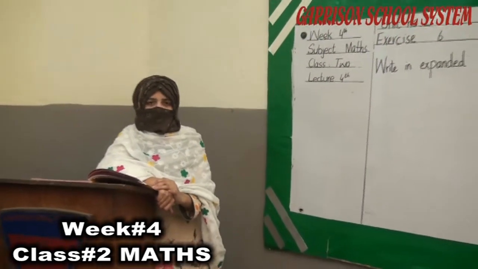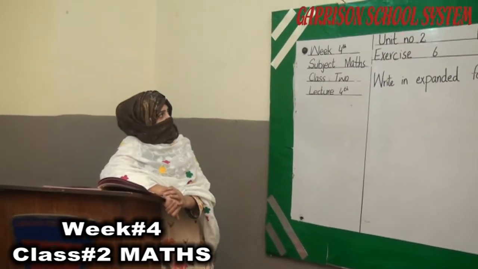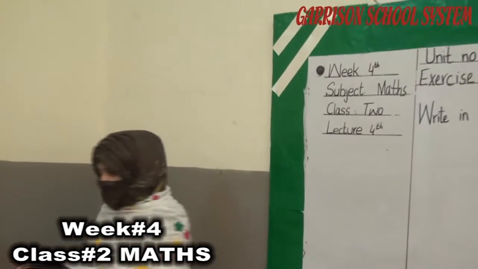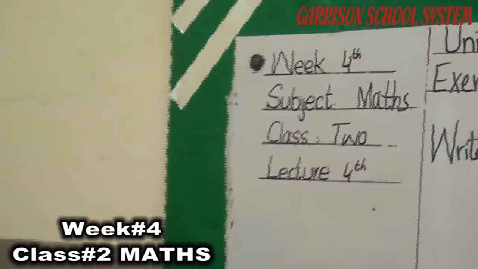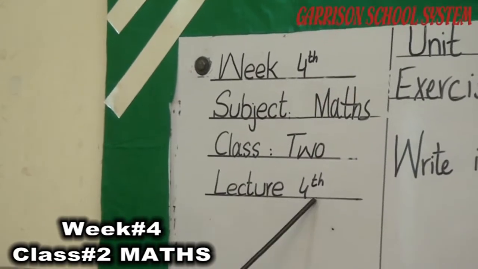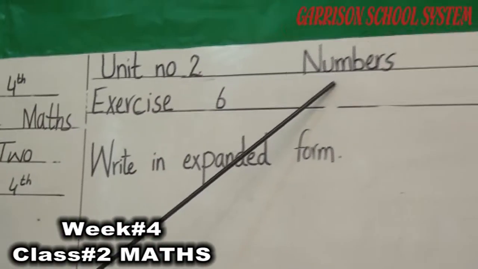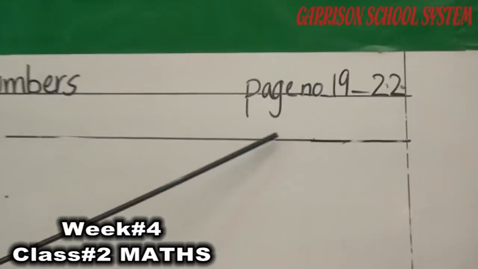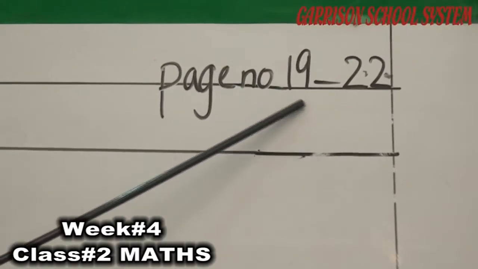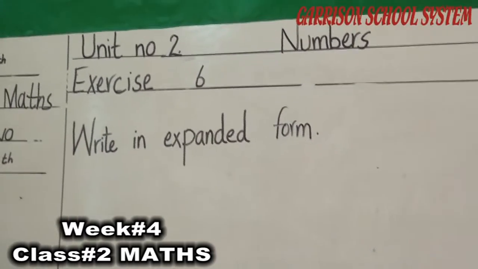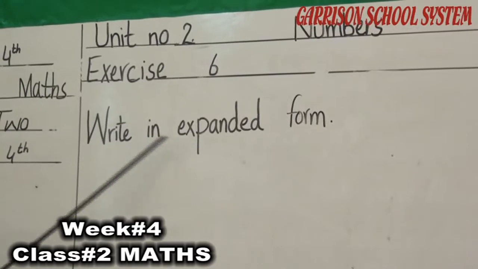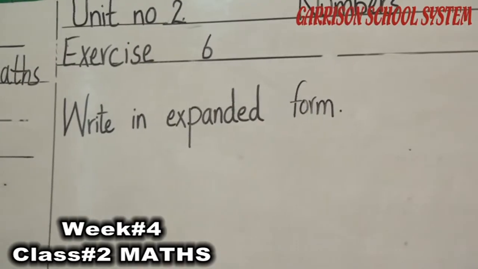So today is our lecture number 4, unit number 2. The topic is numbers. Today we will solve page number 19 to 22 and exercise number 6, and the topic is write in expanded form.